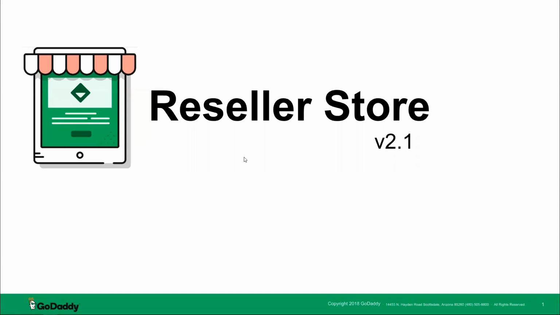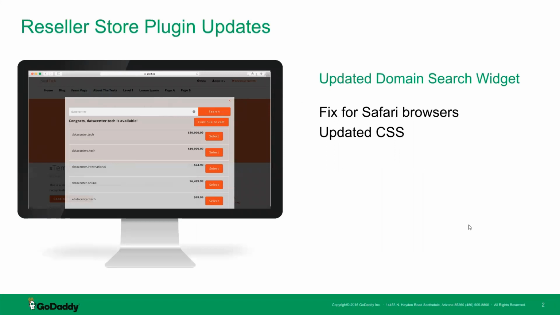Welcome to the Reseller Store v2.1 update overview. In this update, there was a change to the domain search widget, which includes a fix for Safari browsers due to the default security settings in Safari browsers on Mac and iOS devices. Also, the CSS has been updated for this widget to work better across several different themes, as well as to account for the fix that was made for the Safari browsers.